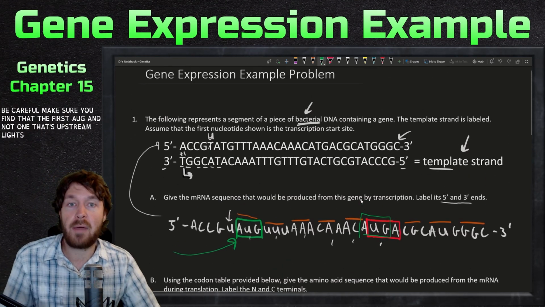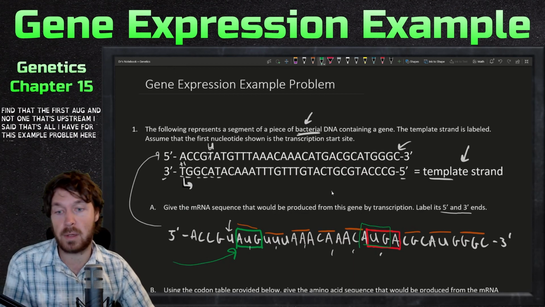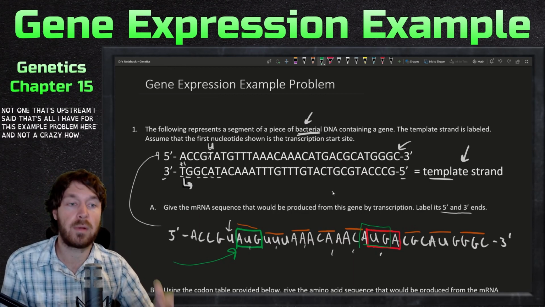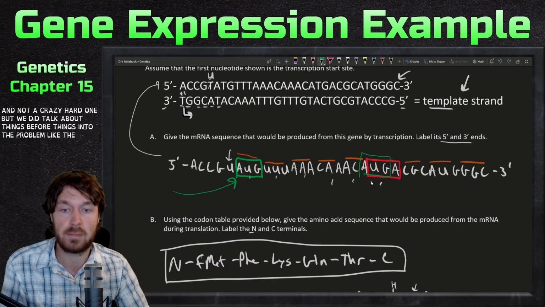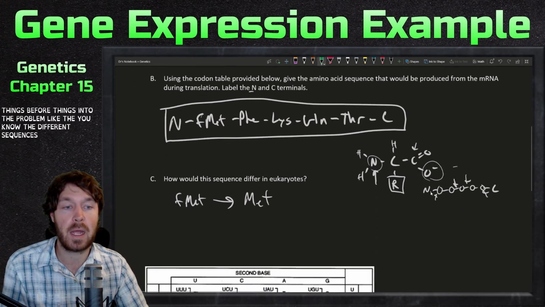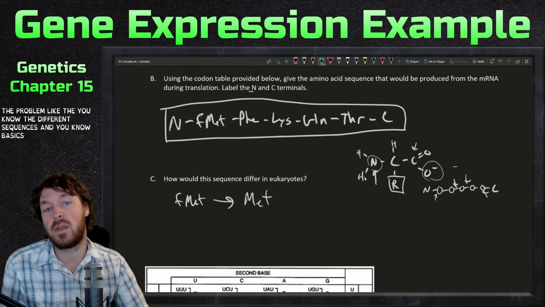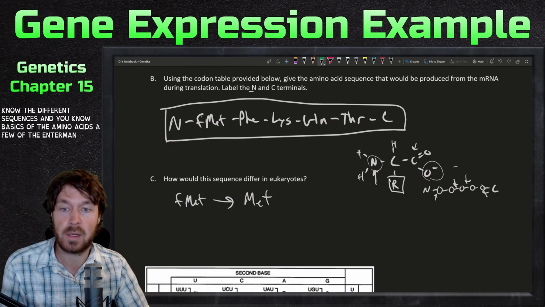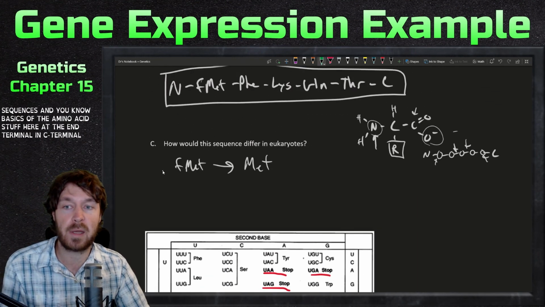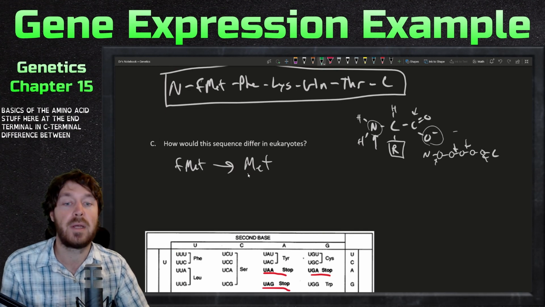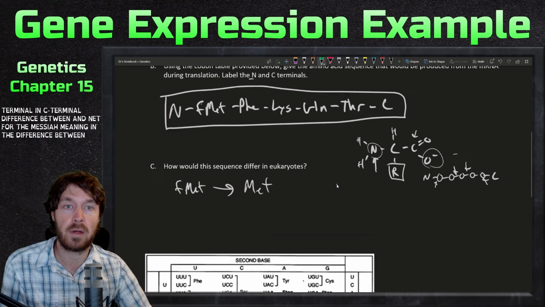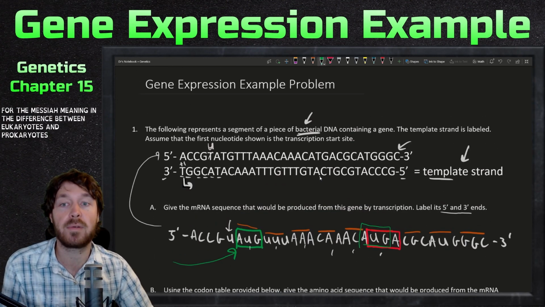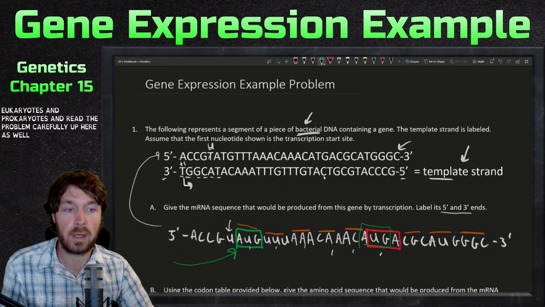All right, so that's all I have for this example problem here. I know, not a crazy hard one, but we did talk about deeper things in the problem, like the different sequences and basics of the amino acid stuff at the N terminal and C terminal. But the key thing is make sure you know the difference between F-met and met for the methionine, and the difference between eukaryotes and prokaryotes, and read the problem carefully up here as well in regards to that.